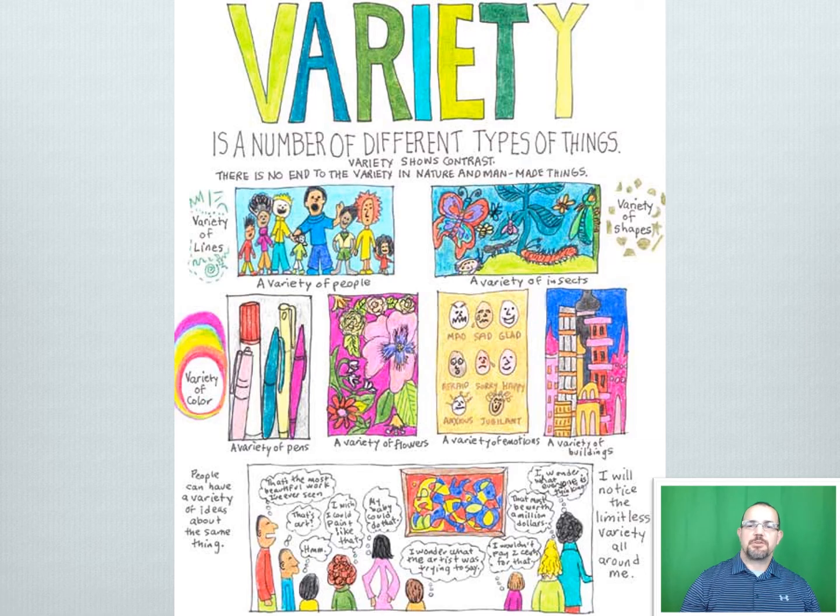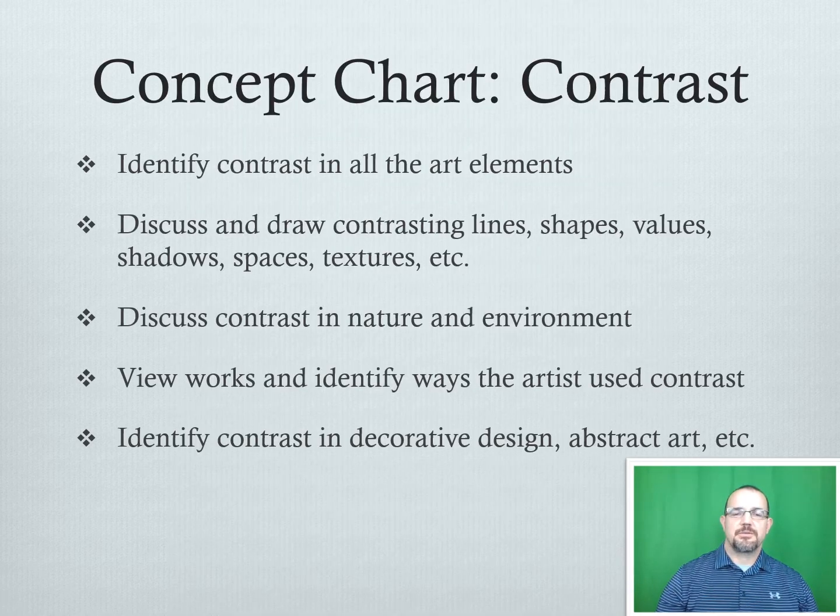Variety is a number of different types of things. Variety shows contrast. There is no end to the variety in nature and man-made things. Now let's go through these concepts together. We can identify contrast in all of the art elements. We can discuss and draw contrasting lines, shapes, values, shadows, spaces, textures. We can discuss contrast in nature and environment. We can view works and identify ways the artist used contrast. And we can identify contrast in decorative design and abstract art.